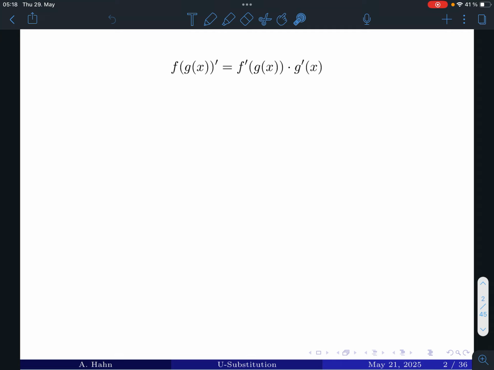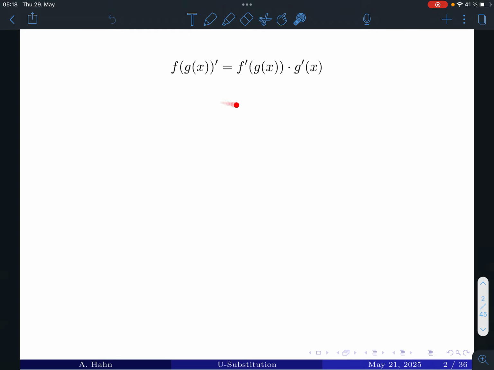So recall the formula for the chain rule. The chain rule says that if you have a composite function, f of g of x, and you take the derivative, then the derivative of that composite function is the derivative of the outside evaluated at the inside multiplied by the derivative of the inside.